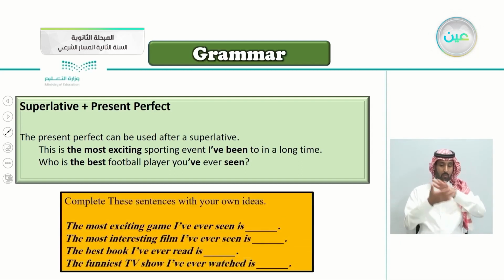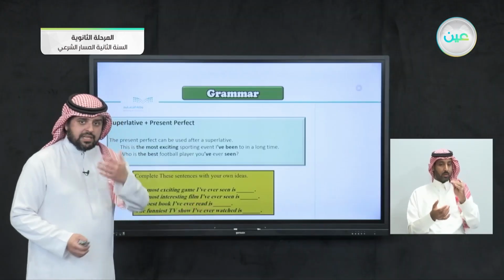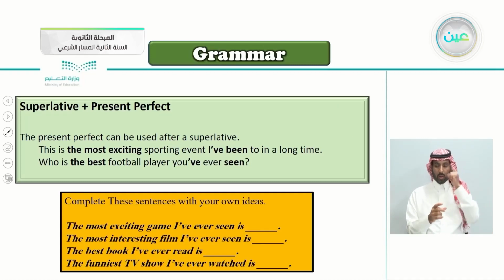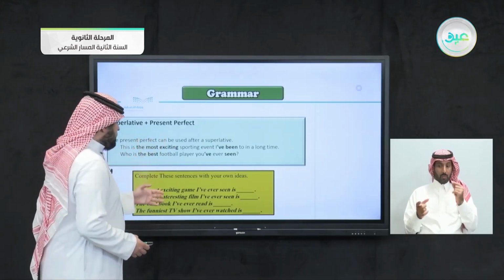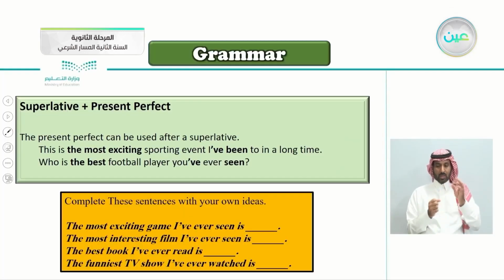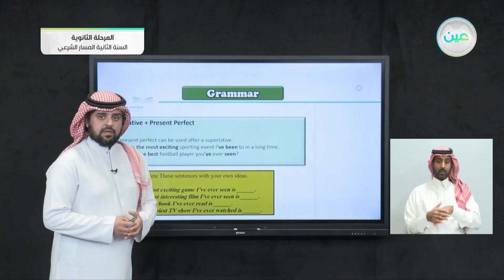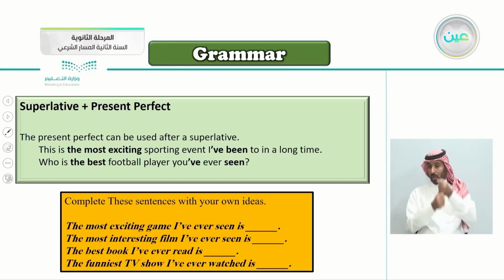Complete the sentences with your own ideas. So you have sentences here. The most exciting game I've ever seen is, so this is the superlative, the most exciting game. And the present perfect is I've ever seen. So you can combine them together. The most exciting game I've ever seen is maybe football, maybe the World Cup final, and so on.